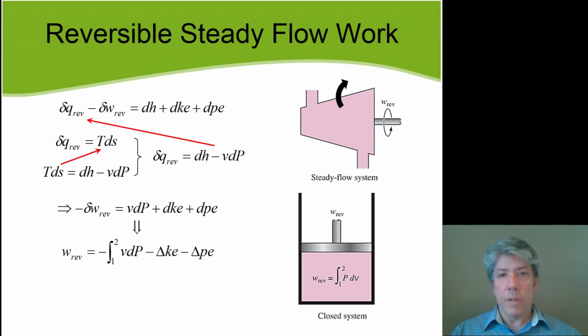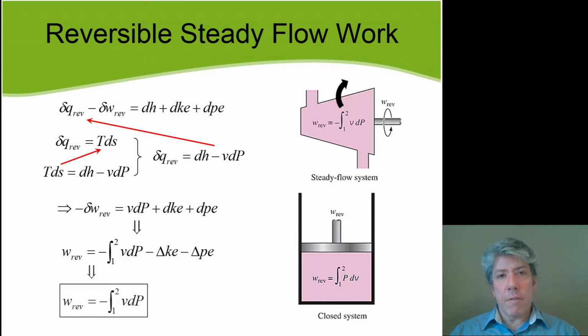But we have to integrate the other term. The VdP term has to be integrated because the particular way that the specific volume depends on pressure, and the details of the process going on inside the turbine, mean that the integral will take on different values. In other words, this is a path-dependent thing, whereas the kinetic and potential energies are not.